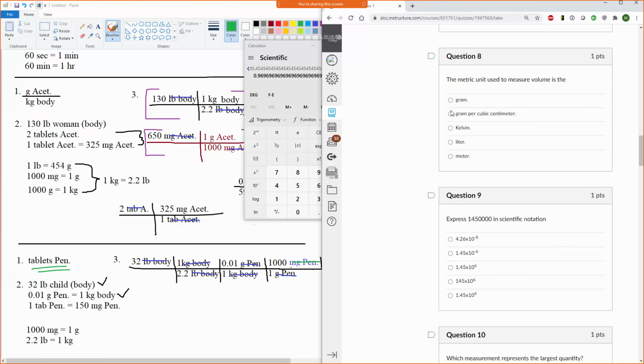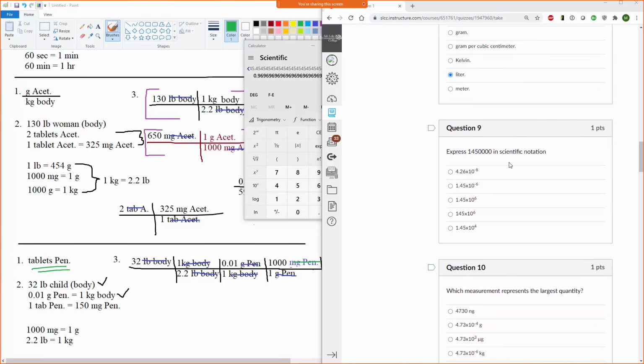All right, let's see here. The metric unit used to measure volume is the liter. Perfect. If I had said the metric unit used to measure mass, what would the answer have been? Grams. Perfect. And if I had said the metric unit used to measure distance, what would the answer have been? Meter. Okay, you guys got this.